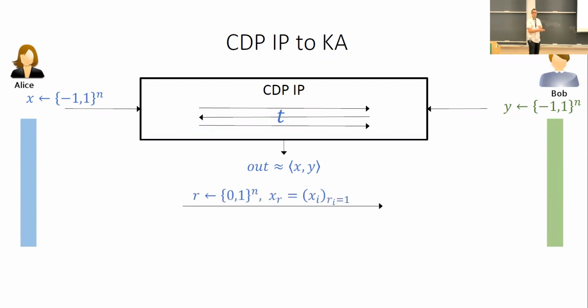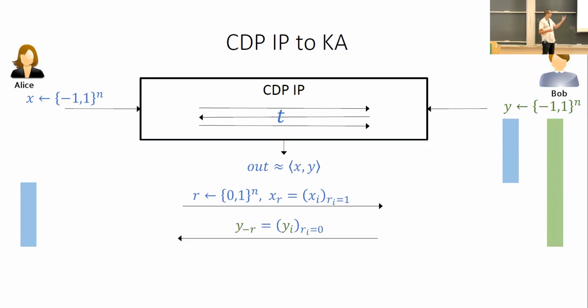Now, Alice chooses a random string r and sends x_r, which is all the places in x where r_i equals 1. Basically, you can think that there are some n over 2 indices that Alice sends, and up to rearranging, we can think that Alice sends the first half of her database to Bob. And Bob now sends y_{-r}, which is all the places in y in which r_i equals 0. And again, up to rearranging, we can think that Bob sends the second half of his database.